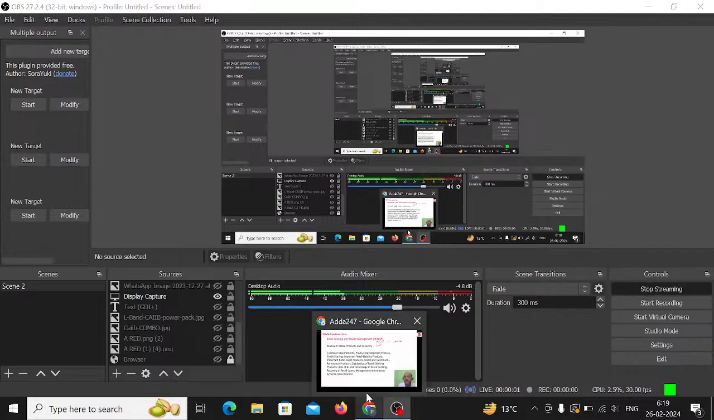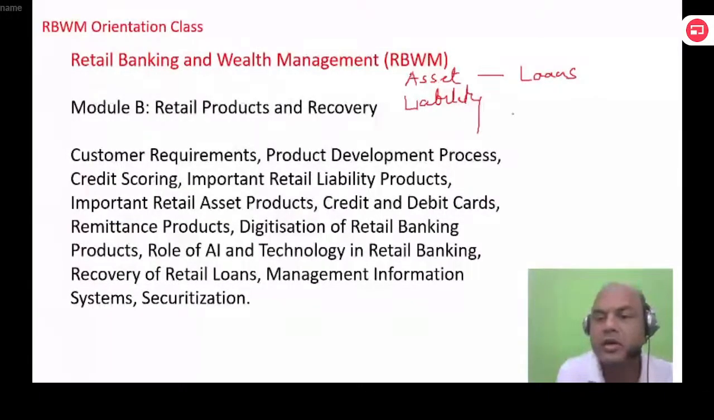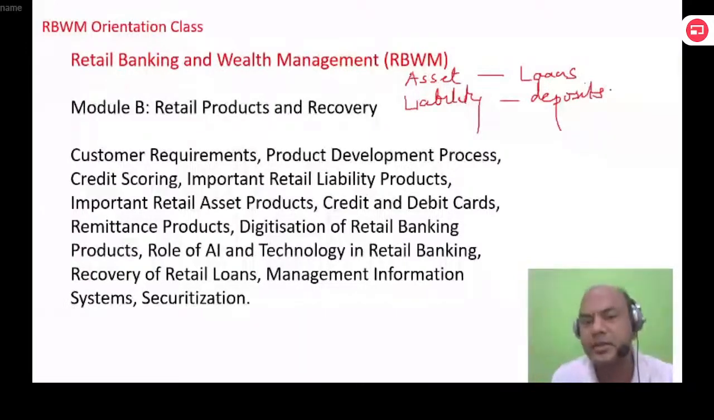Liability. Liability means deposits. Okay. So this is asset and this is liability. So basically, this retail products will include both these products, assets and liability.